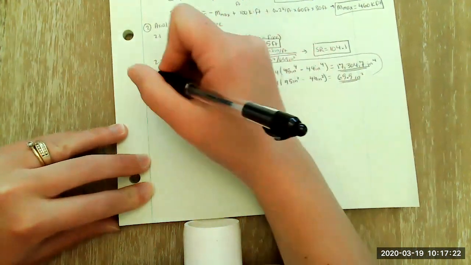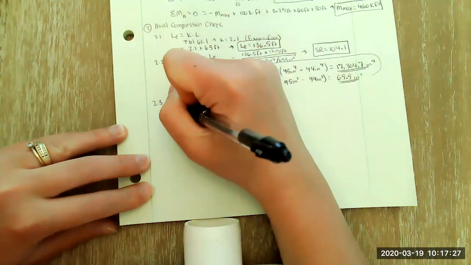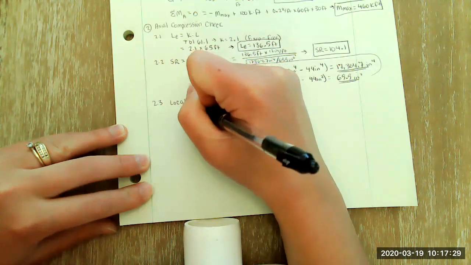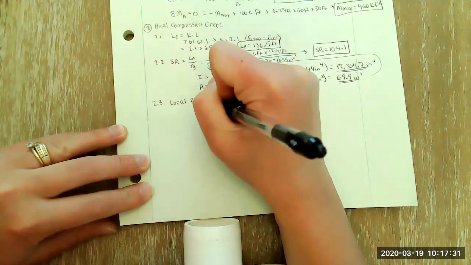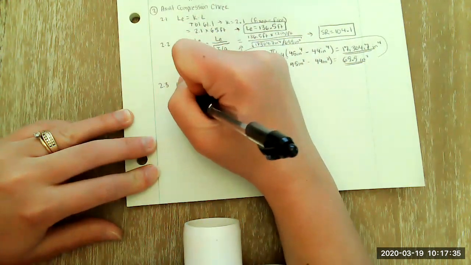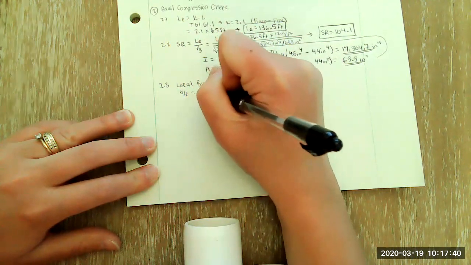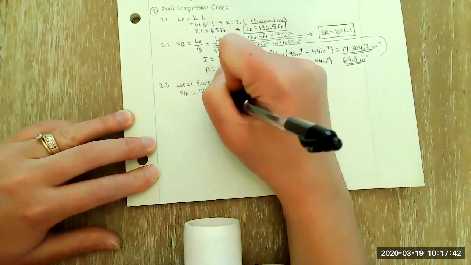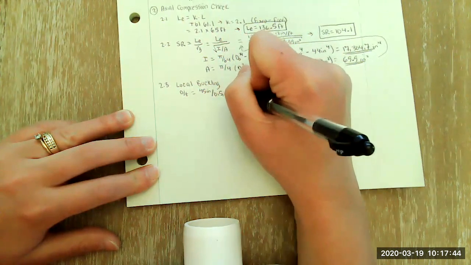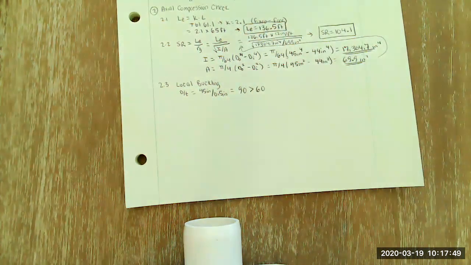Next, we need to see if local buckling could be expected. So that's step 2.3, local buckling. The first thing I do here is I check D over T, which is my diameter divided by my thickness, so 45 inches divided by 0.5 inches, which is equal to 90, which is greater than 60. So therefore, I might have inelastic local buckling.